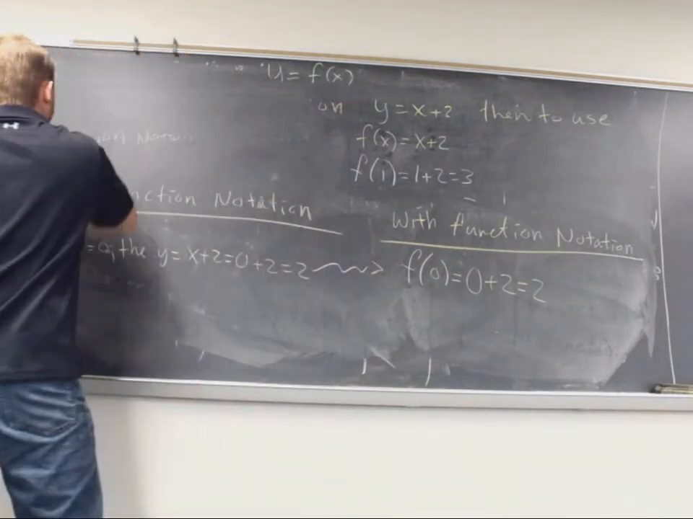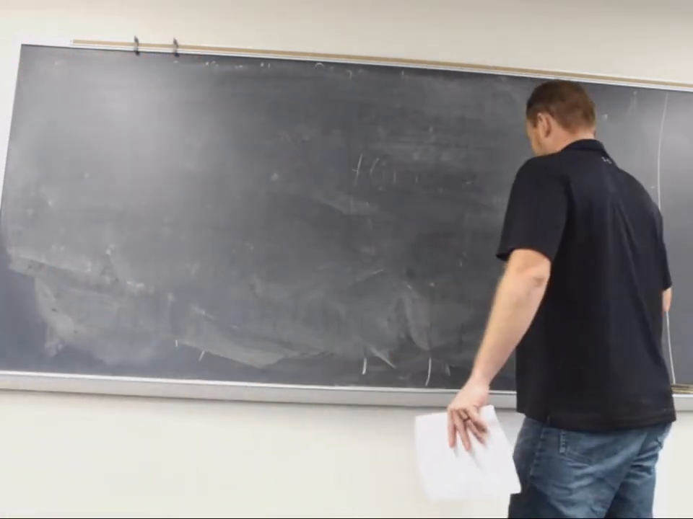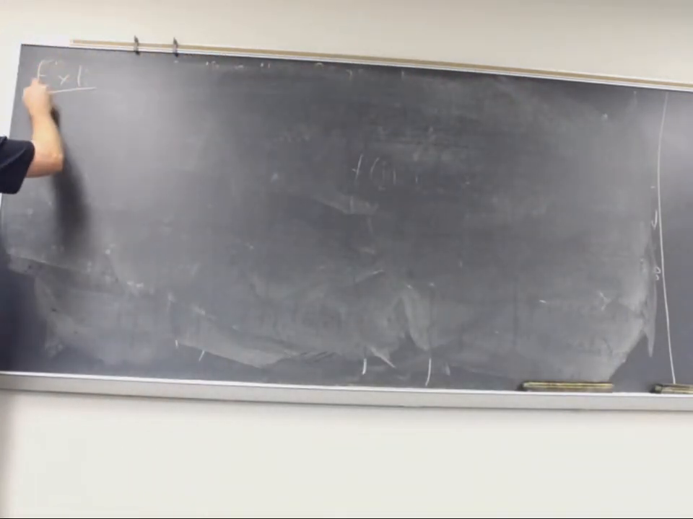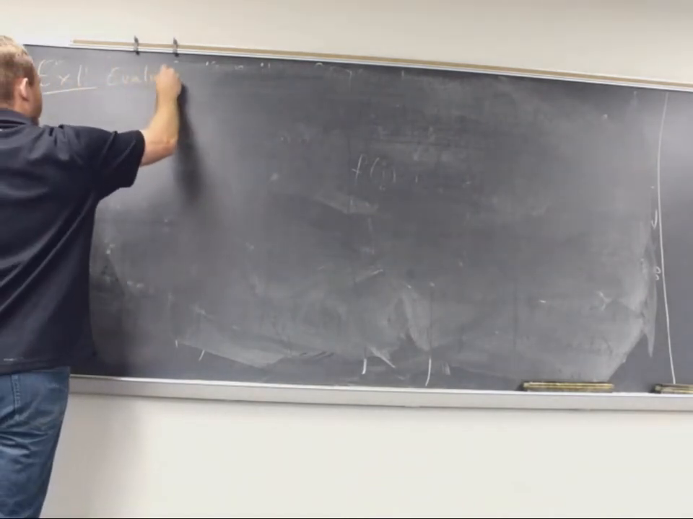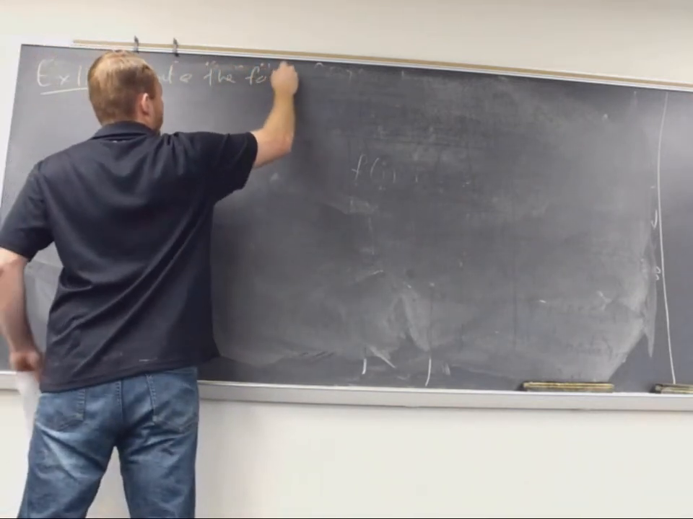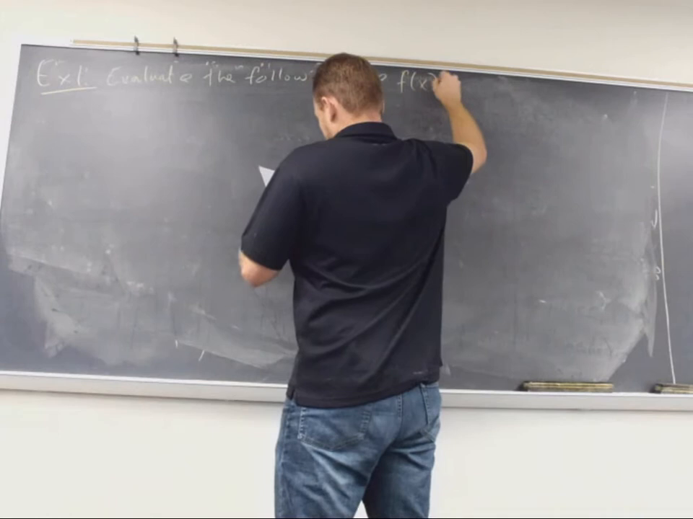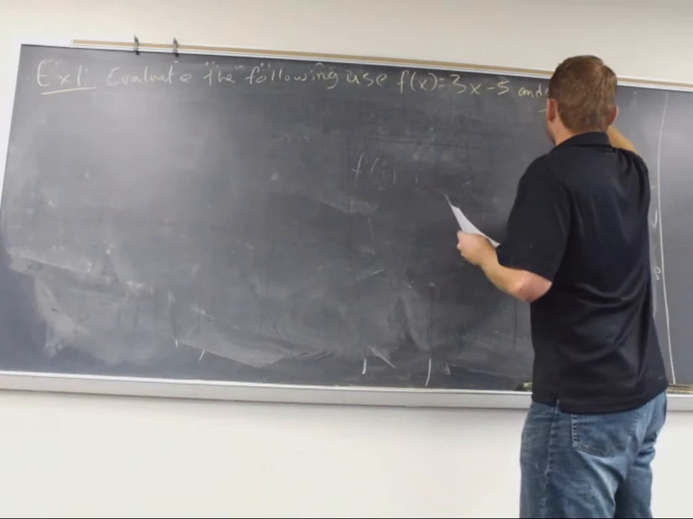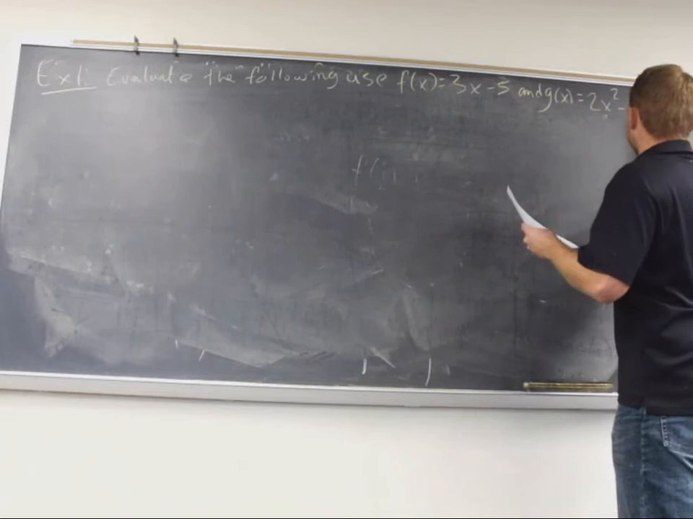All right. And so it is a little funky if you haven't seen it before, especially when you try to plug in numbers to these things. So let's look at a couple examples. Example 1, evaluate the following using f of x equals 3x minus 5 and g of x equals 2x squared minus 7x.